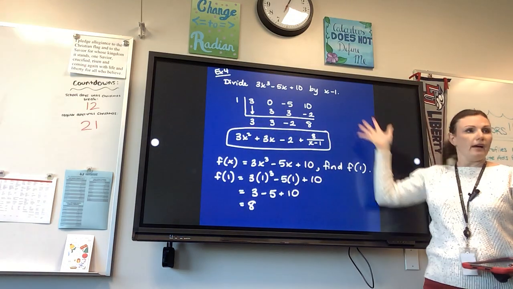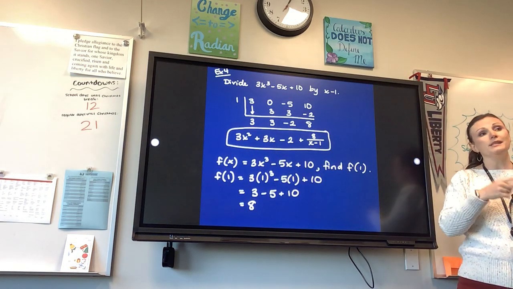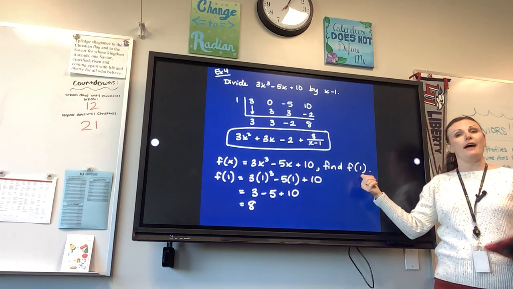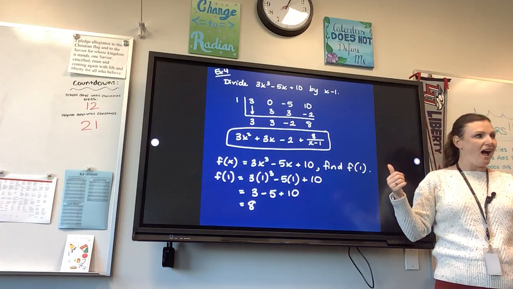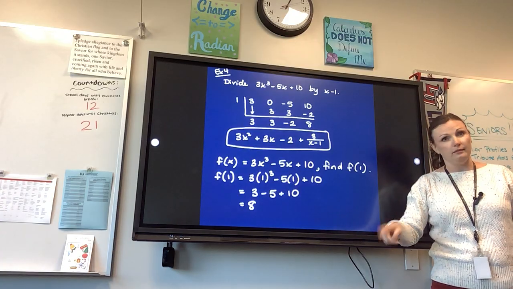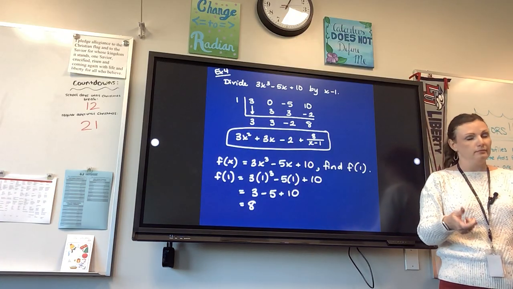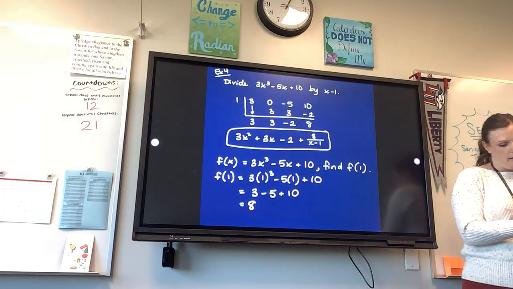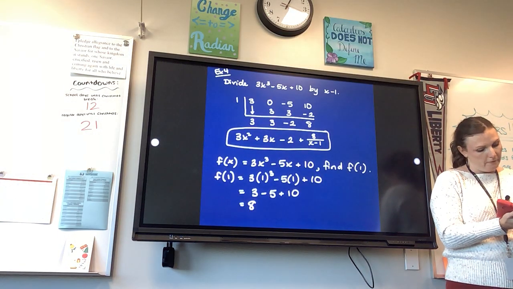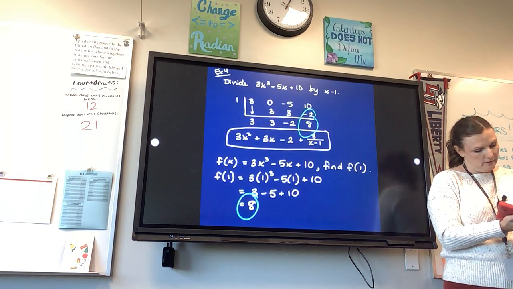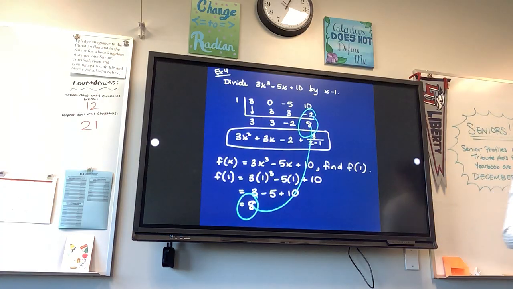Do you see how that all worked out? It was intentional that I asked you for f at 1 and not f at negative 1. That would have been a completely different answer. Okay, so now let me give you a little kind of ending to this. That was the point of that, is to show that the function value is equal to the remainder.